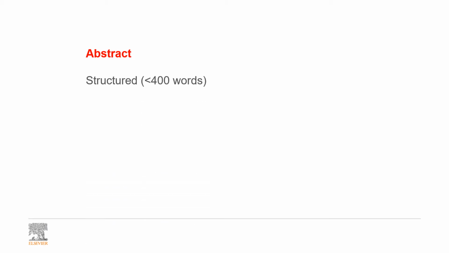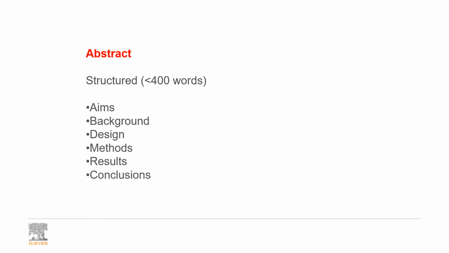The abstract should be structured. For my current journal, it's up to 400 words, but you can make it shorter. And a typical structure of an abstract is as follows: aims, background, design, methods, results, and conclusions.